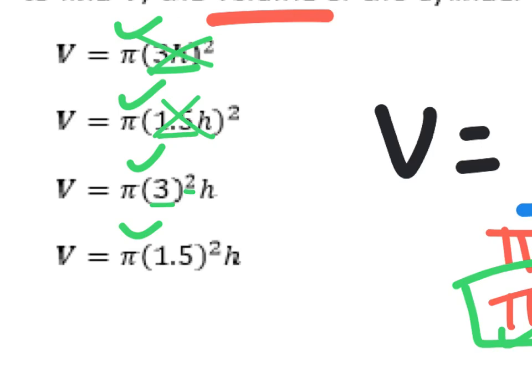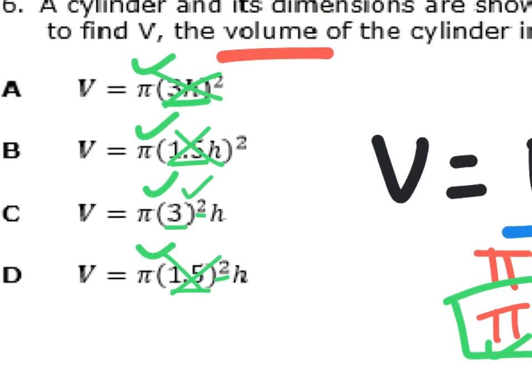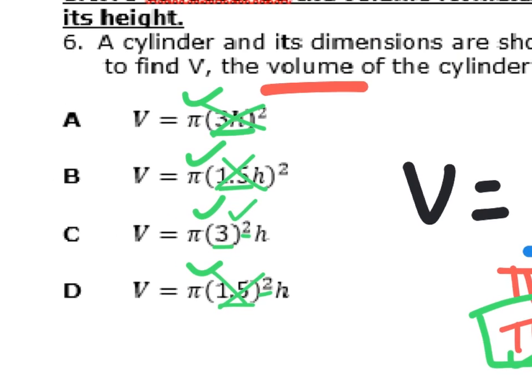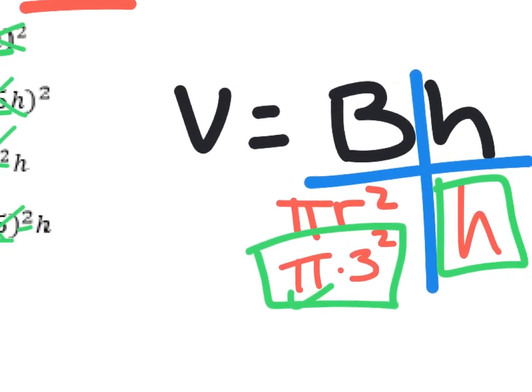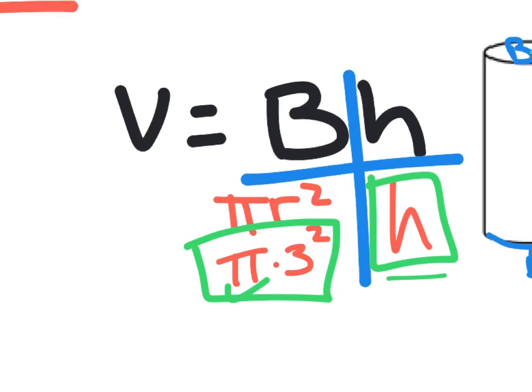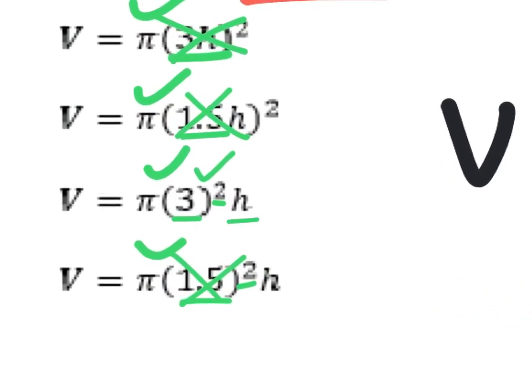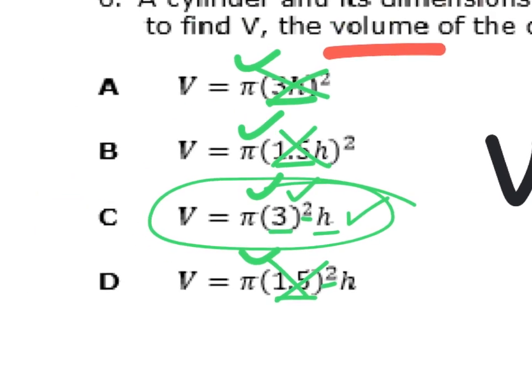Here's 3 squared. Okay, so this one's okay. 1.5 squared, again, not what I'm using. So right now, it looks like C's my answer, but let's finish checking it. Times h with nothing attached to it, times h with nothing attached to it. So this one's good on that end too. So my answer is C.